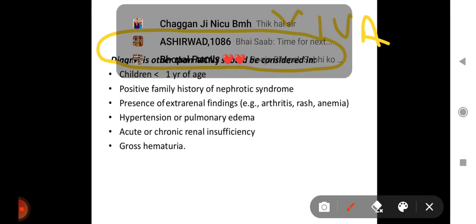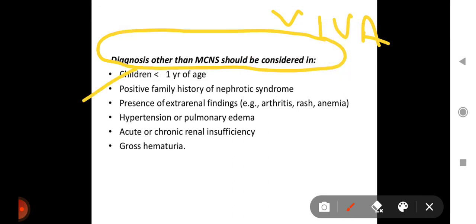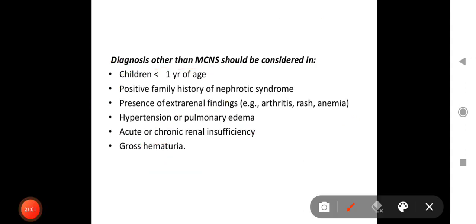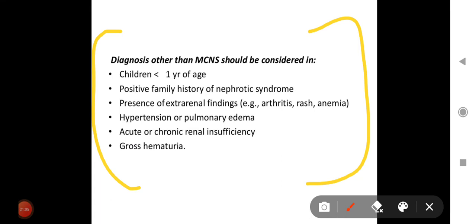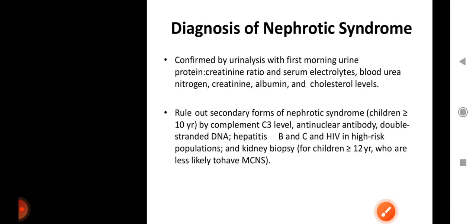Children less than 1 year of age, positive family history of nephrotic syndrome, presence of extrarenal findings like arthritis, rash, anemia, hypertension or pulmonary edema, acute or chronic renal insufficiency, and gross hematuria. So these are in less than 1 year. Usually congenital nephrotic syndrome may present early, but the usual minimal change disease is not seen less than 1 year of age. There should be positive family history of nephrotic, presence of any extrarenal findings or hypertension, chronic renal insufficiency, and gross hematuria. So go through these ones.